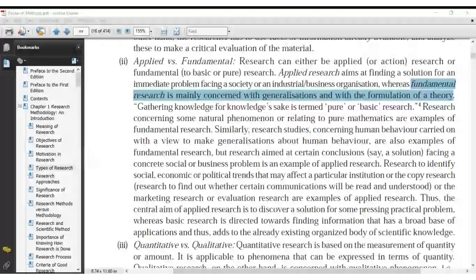Then Sophia says applied research aims at finding a solution for an immediate problem. True. So Sophia, I also require you to give me an example of a research which can be done to solve a problem. Like for me, I've given you an example of a project, a hotel management system.